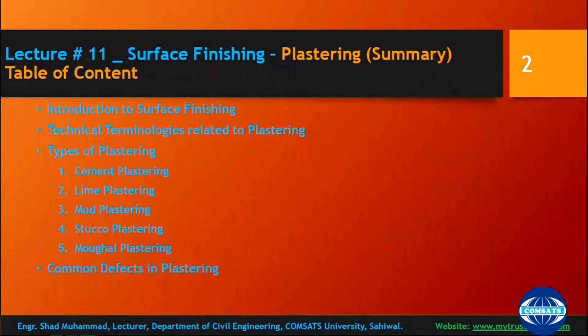Alright, in our previous lecture, lecture number 11, we studied surface finishing, specifically plastering. Our table of contents was the introduction to surface finishing. We studied what surface finishing is, what surface finishes are, and some technical terminologies regarding plastering and types of plastering. In types of plastering, we studied cement plastering, lime plastering, mud plastering, stucco plastering, and Mughal plastering. We also studied that a few of the plastering techniques are based on materials, and a few are based on the exterior design with which they are composed.